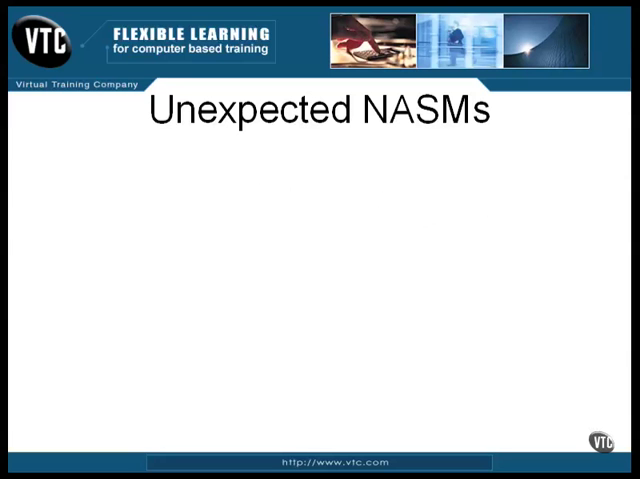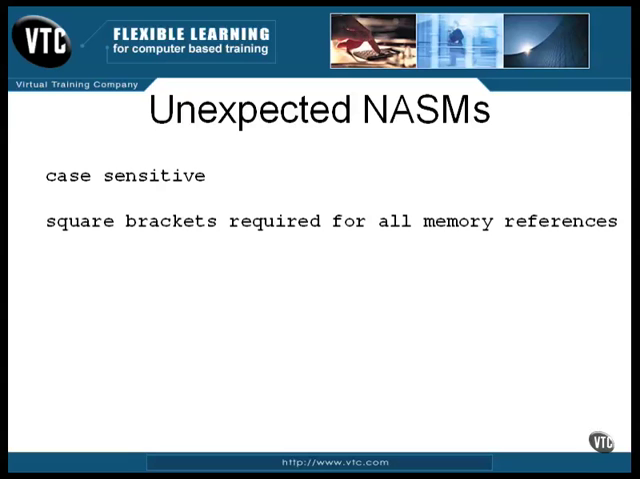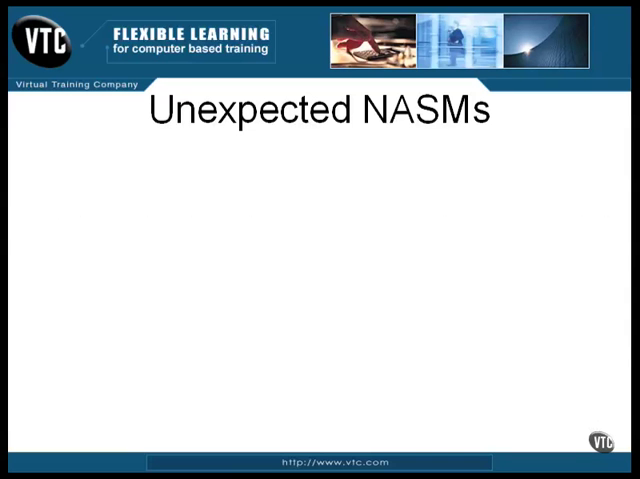A few other things may appear at first to be bugs in the assembler, but they're really design decisions. NASM is case sensitive. If you use lowercase when defining a symbol, it is necessary to use lowercase when you refer to it. When you are referring to the contents of a memory location, you must use square brackets. This was a design decision made to simplify and clarify the syntax. Anytime you refer to memory without square brackets, you get the address of that location, not its contents.